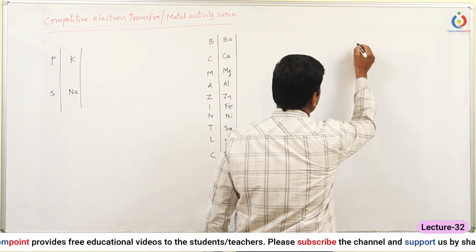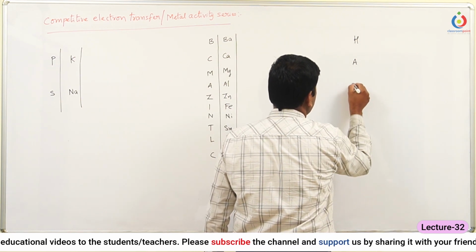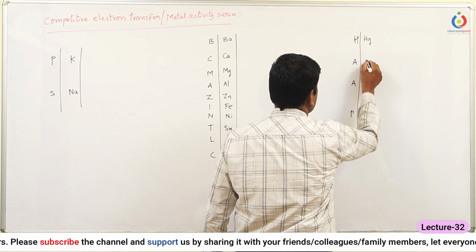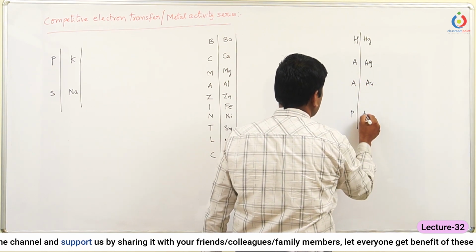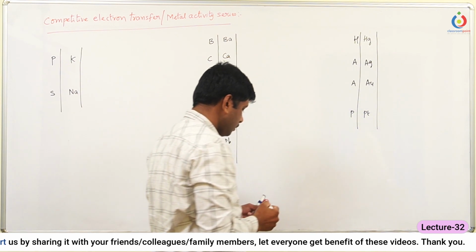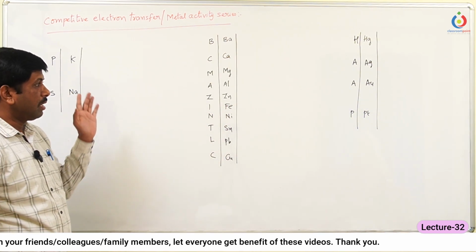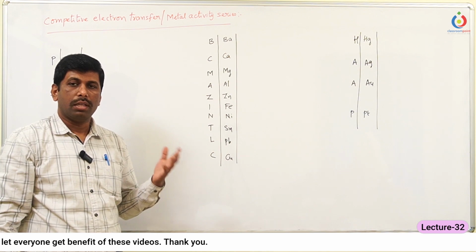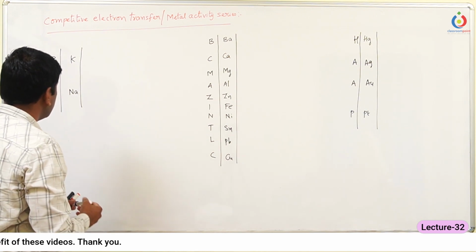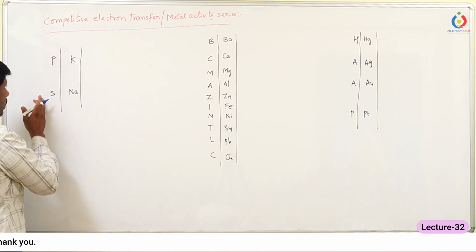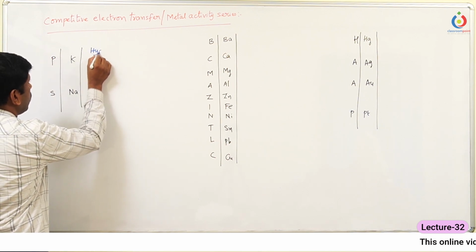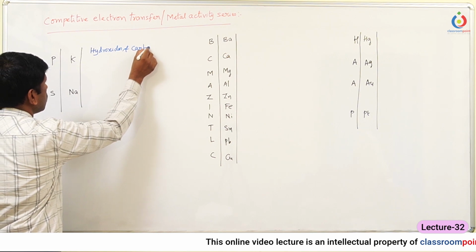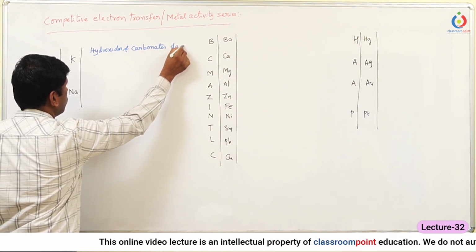And the next one is HAAP. The meaning of this one is mercury, silver, gold, and platinum. So let us see how these metal hydroxides, carbonates and nitrates respond to the thermal decomposition process. So in thermal decomposition, both the potassium and sodium hydroxides and carbonates do not decompose.